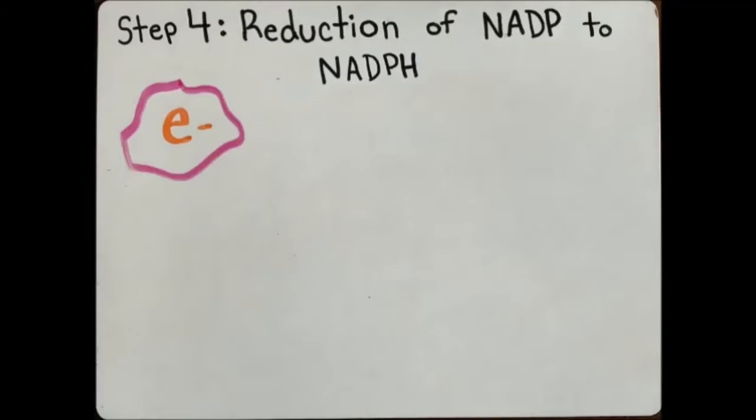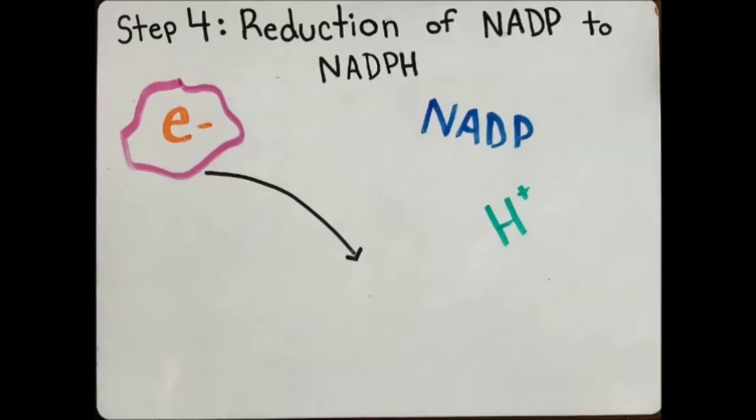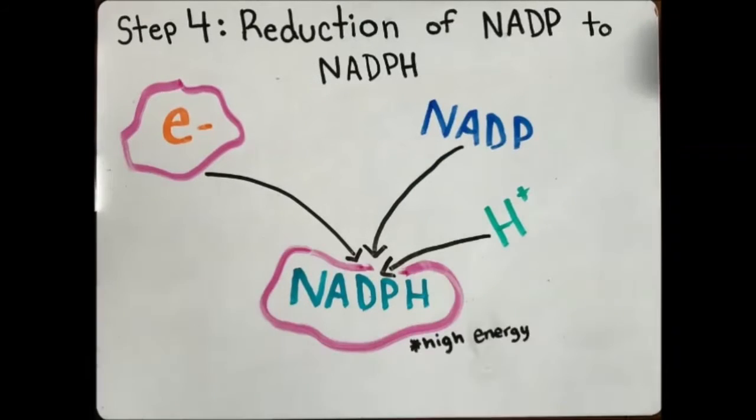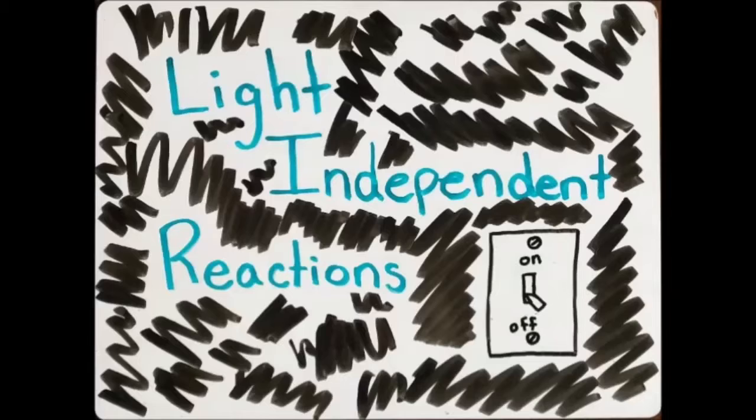The high-energy electron from the third step combines itself with NADP and the H+ from the first step to form NADPH, another high-energy compound. The two compounds, NADPH and ATP, move on to be a part of the light-independent reactions. This type of reaction is split into 3 steps.